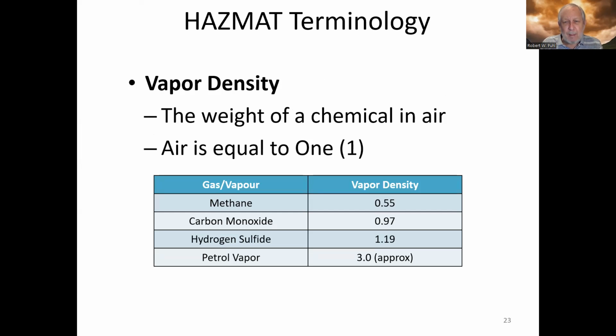Vapor density, the weight of a chemical in air. Air is equal to 1. So for gas or vapors, methane is 0.55, carbon monoxide 0.97. So you see carbon monoxide is pretty close to air. Hydrogen sulfide, a little heavier than air. Petrol vapor, 3. So that's a lot heavier than air.